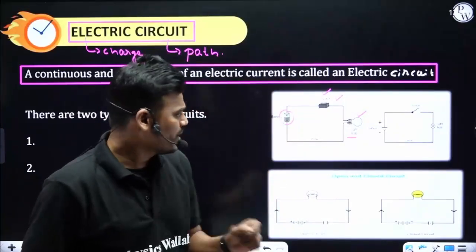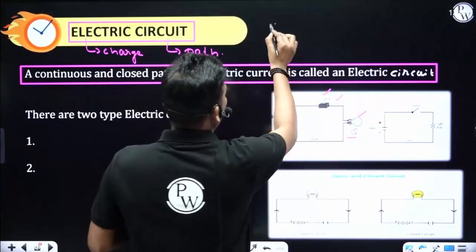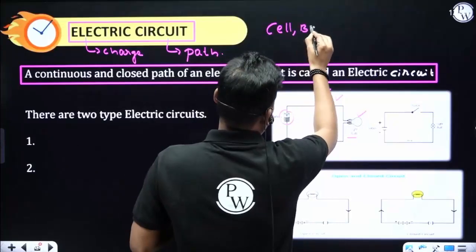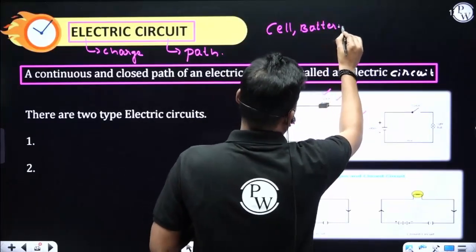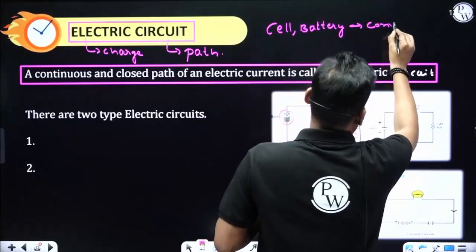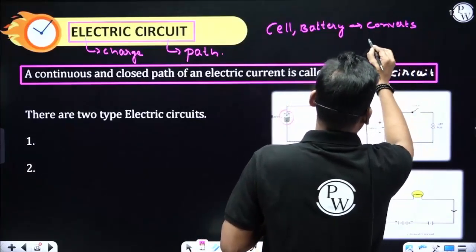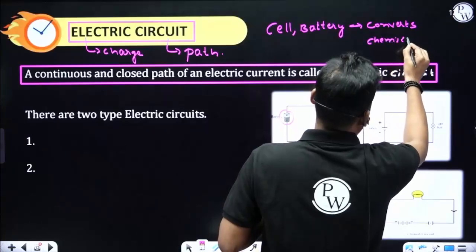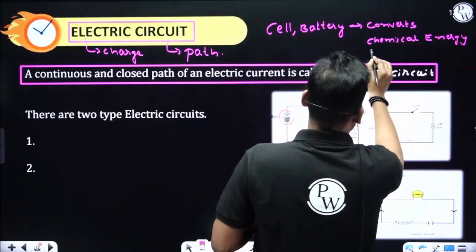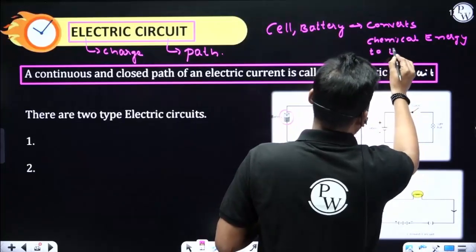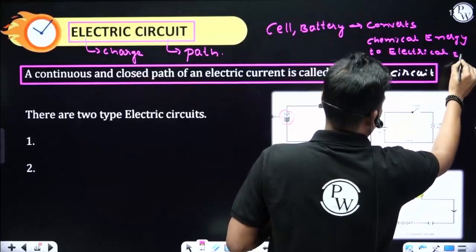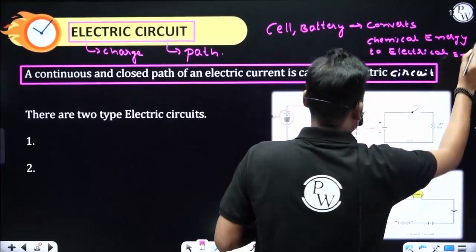Okay. So what does this cell or battery do? Maybe in your lower grade you have studied. Cell or battery. So what does it do? It converts chemical energy to electrical energy. Okay. Electrical energy. Got it?